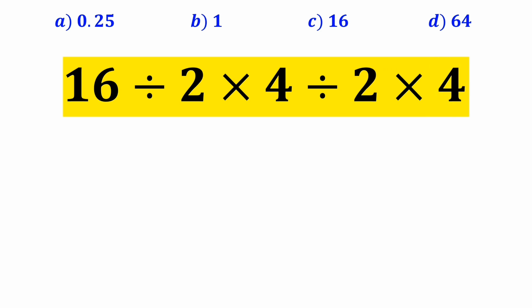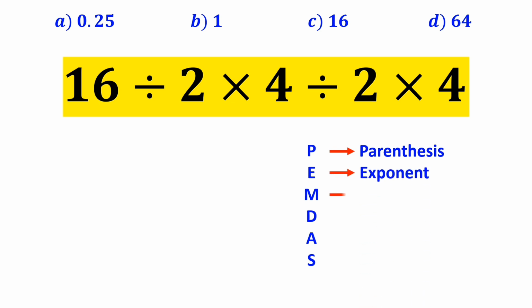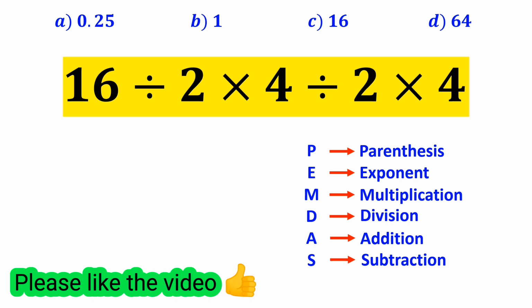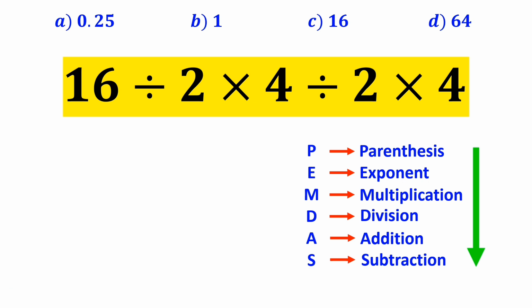To solve this question, we need to follow the PEMDAS rule. In this rule, P stands for parentheses, E stands for exponent, M stands for multiplication, D stands for division, A stands for addition, and S stands for subtraction. We must follow the order of operations exactly as it's written from top to bottom step by step.